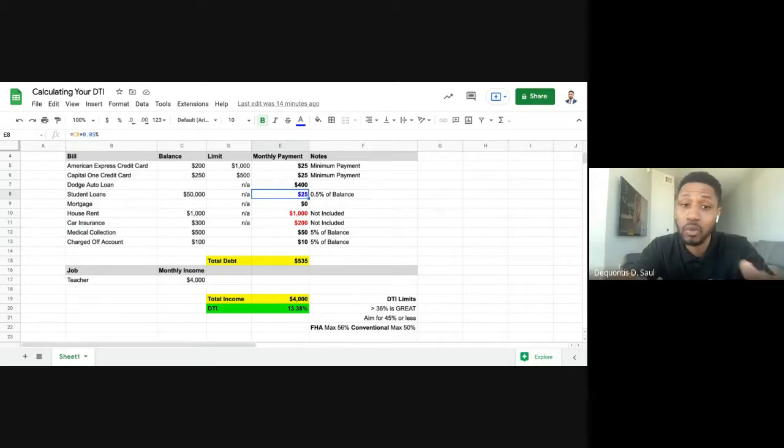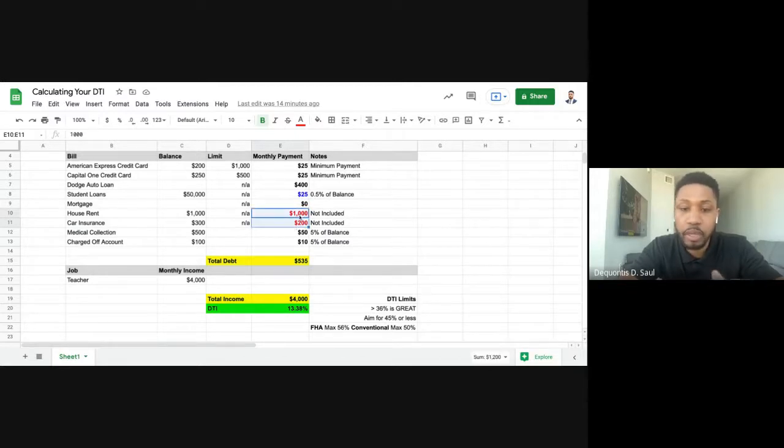That's awesome. That should give a lot of people some ease of anxiety, those who think that just because they have student loans they won't get approved. You can. For the mortgage here, I have zero, and I'll explain why I put that at zero in a second. I've got $1,000 for rent and $200 for car insurance.